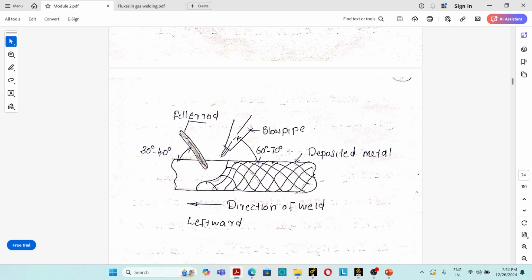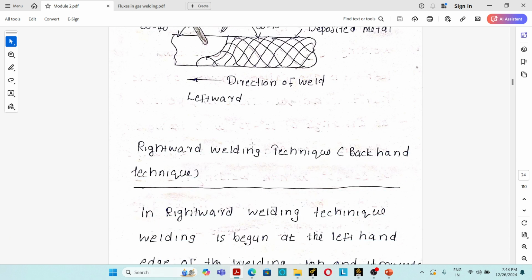Once more I will explain. The leftward welding technique is also known as the forehand welding technique or forward welding technique. Welding starts at the right hand edge of the welding job and proceeds towards the left. The blow pipe is held at an angle of 60 to 70 degrees and the filler rod at 30 to 40 degrees with the weld line. During welding, the blow pipe follows the filler rod and the flame is away from the deposited metal.